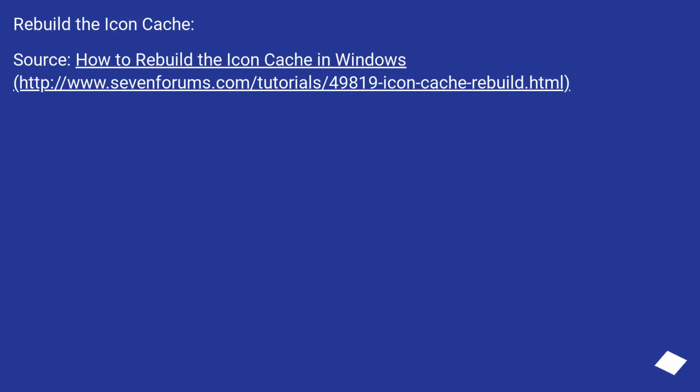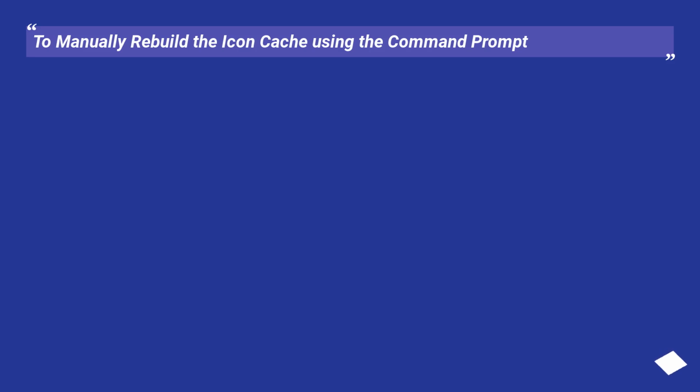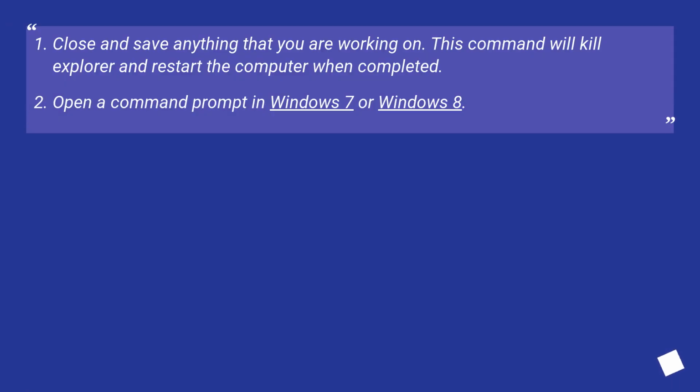Rebuild the icon cache. Source: How to rebuild the icon cache in Windows, this URL. To manually rebuild the icon cache using the command prompt. Close and save anything that you are working on. This command will kill Explorer and restart the computer when completed.